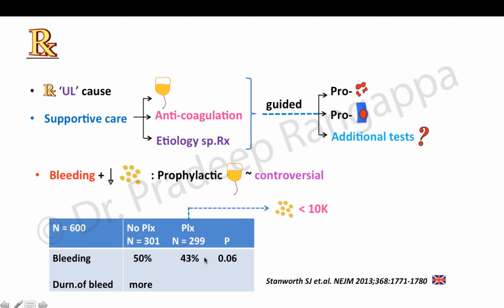When you look at this particular study, which came in NEJM in 2013 by the UK group, they looked at prophylactic platelets versus no prophylaxis in 600 patients. These were patients with thrombocytopenia, where 301 patients did not get prophylaxis and 299 got prophylaxis. As you see, the bleeding was not significantly different, because statistically it was not significant. So which means either you give prophylaxis or no prophylaxis, and prophylaxis was given in this study when the platelet count was less than 10,000. But even then they did not find a significant difference in the bleeding between prophylaxis and no prophylaxis, and the duration of bleed was more in patients who did not get prophylaxis.